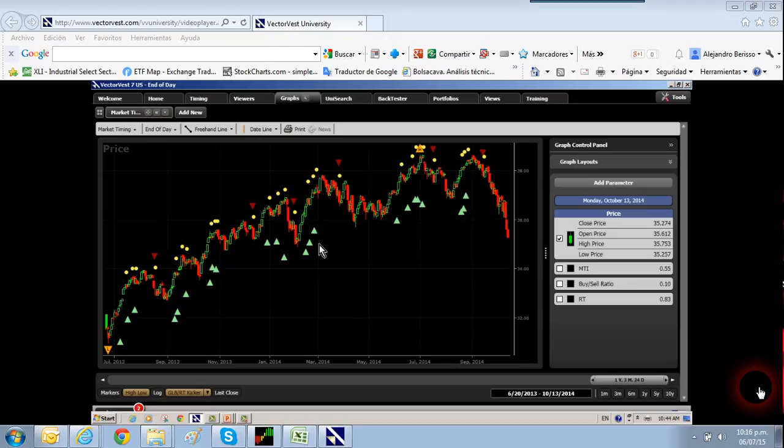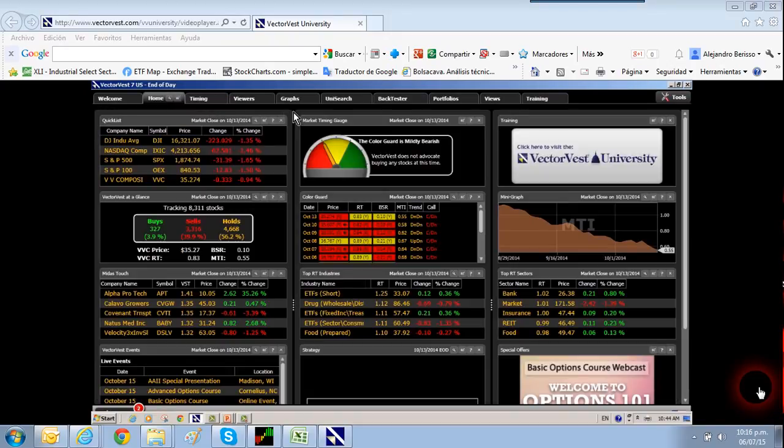Believe it or not, that was the hard part. Let's make it even easier for you. I don't want you to worry about coming in here and looking at this graph every single night. We do the work for you and tell you what to do every night over here on the Home tab. So when I go to the Home tab, it actually brings us to the third secret of making money with VectorVest, and that is to heed the color guard. So again, we do all the work for you, and we tell you right here what to do every single night. Right here on the Home tab, we've got the market timing gauge and this color guard.